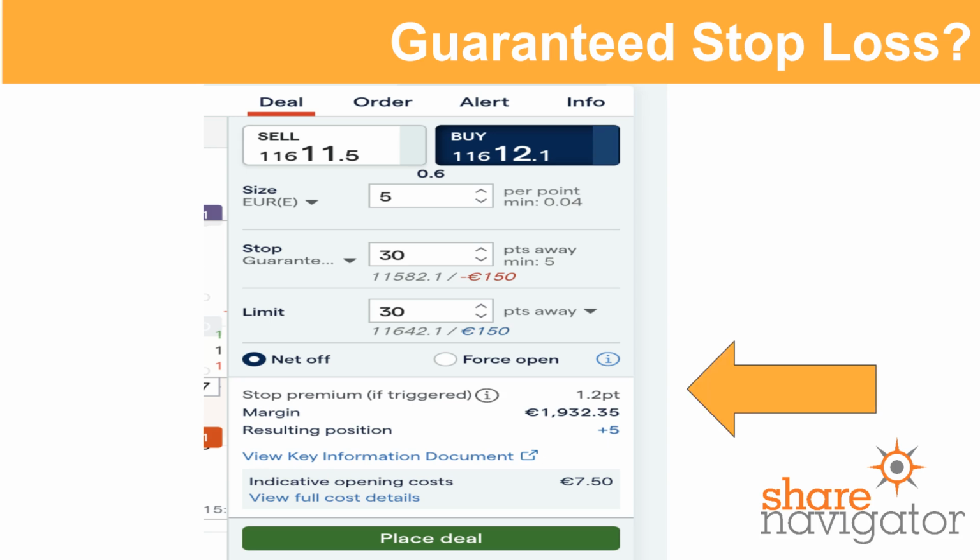And down at the bottom, you can see what your premium is for this particular asset: 1.2. So that means that your 30 times 5 is 150. You would multiply that by 1.2 to get your total loss. And that's the extra premium you're paying for a guarantee. And we would recommend that when you're trading spread betting, especially if you're a beginner.